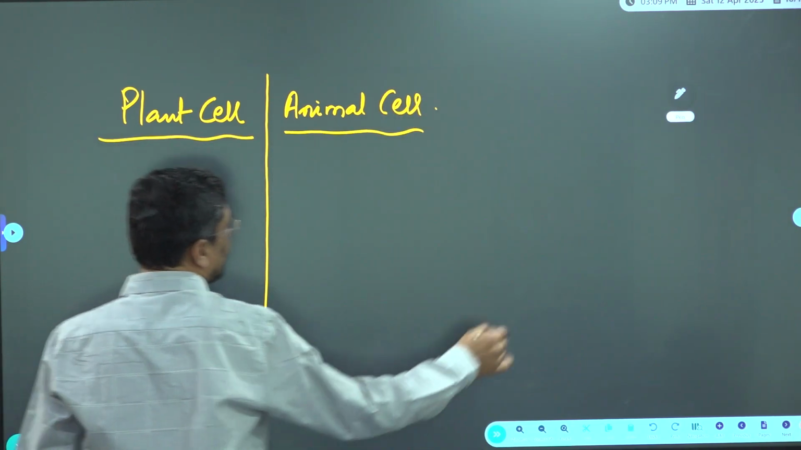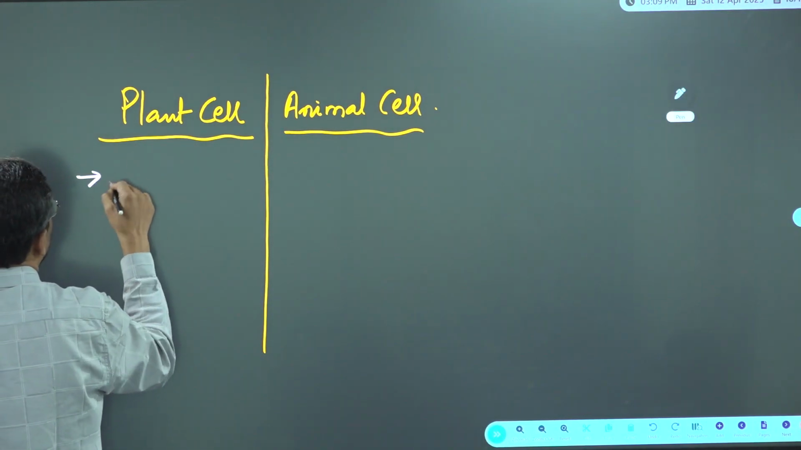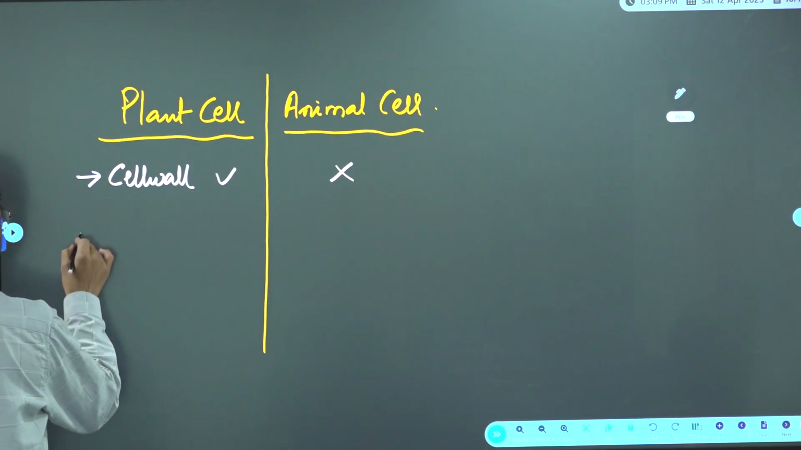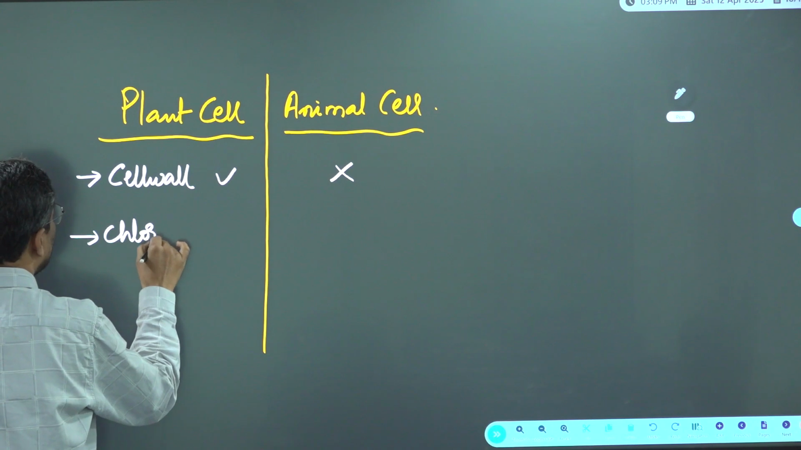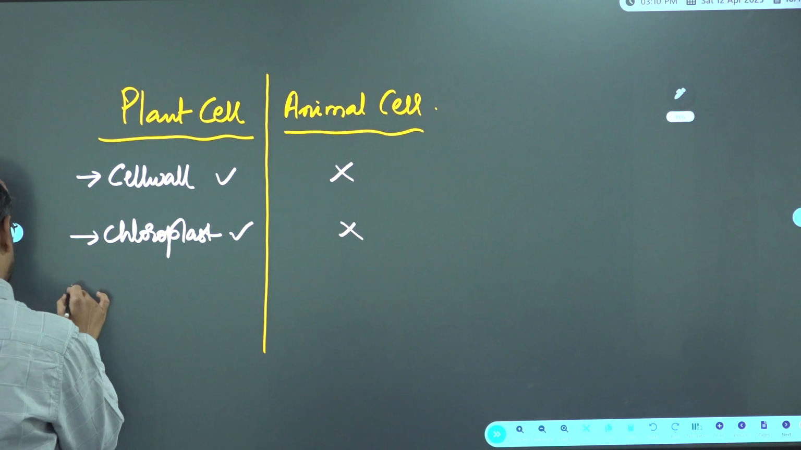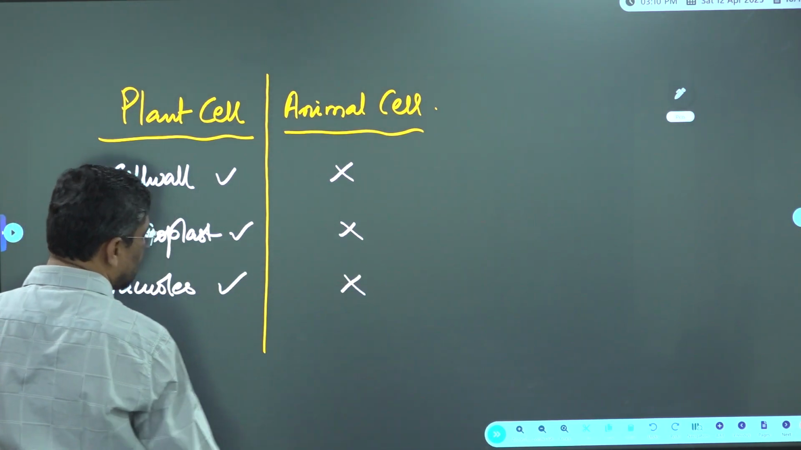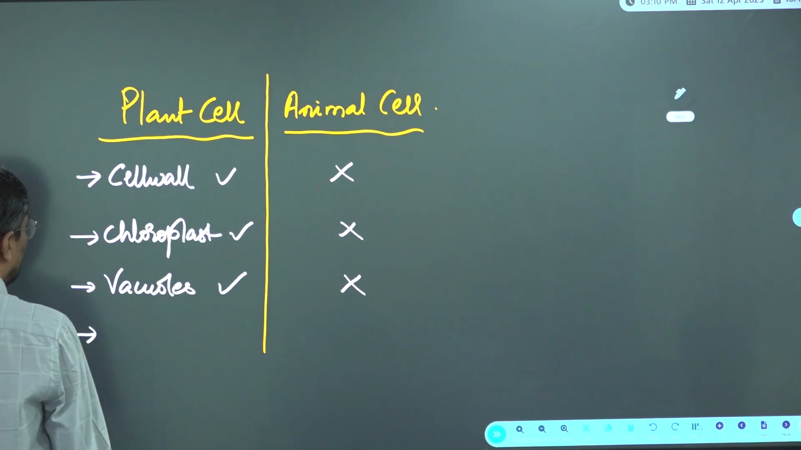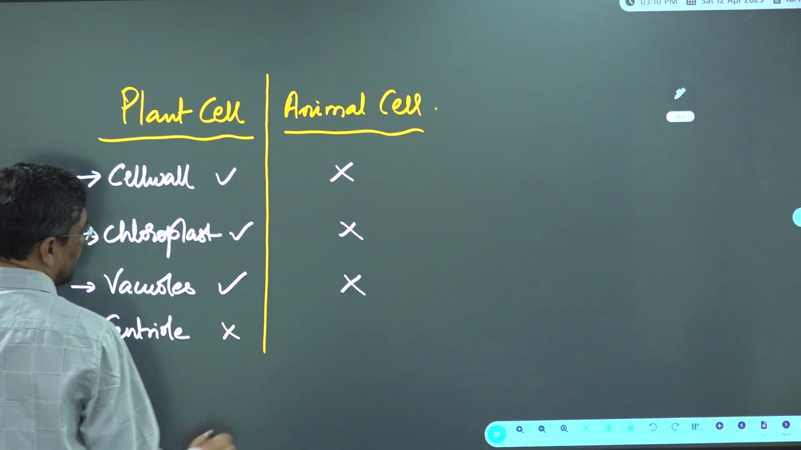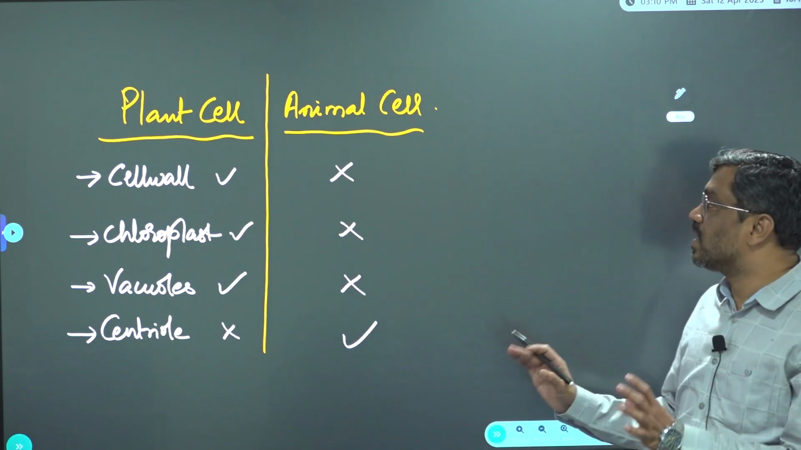Difference between the plant cell and animal cell. In plant cell, the cell wall is present, whereas in animal cell the cell wall is absent. In plant cell, a structure called chloroplast is present, but in animal cell, chloroplast is absent. In plant cells, vacuoles are present. Here in animal cell, vacuoles are absent. In plant cell, the centriole is absent, but it is present in animal cell. This is the basic difference between a plant cell and animal cell.